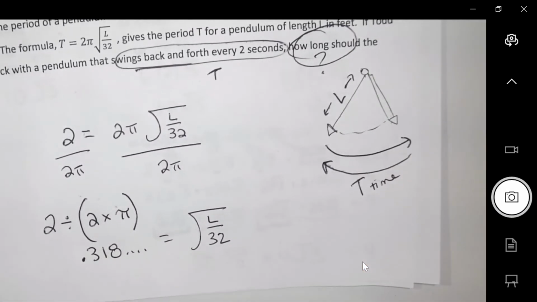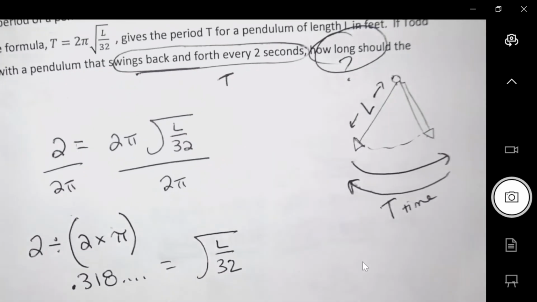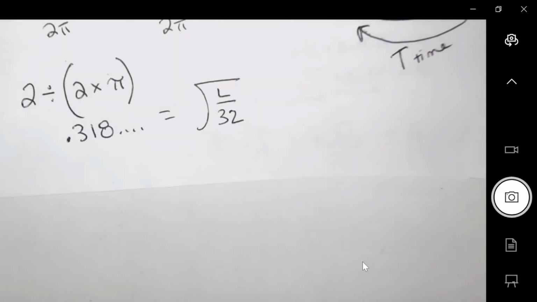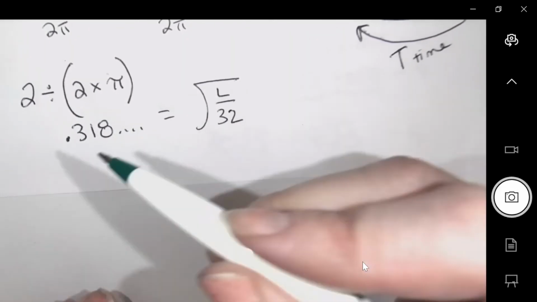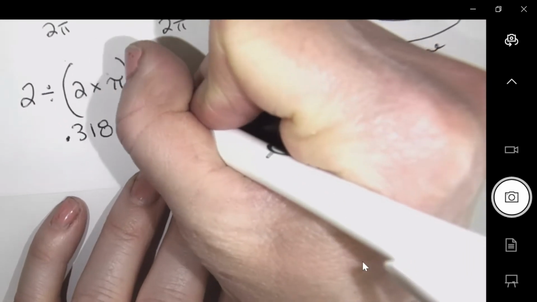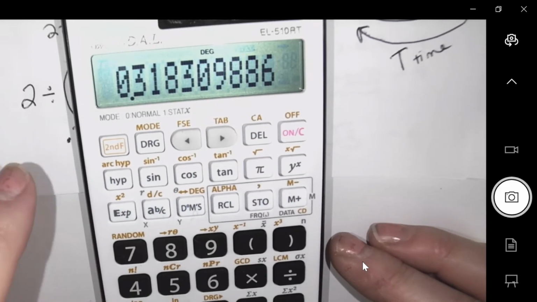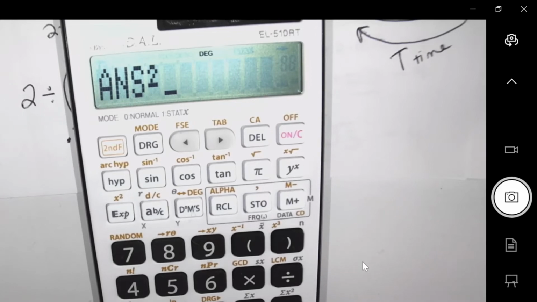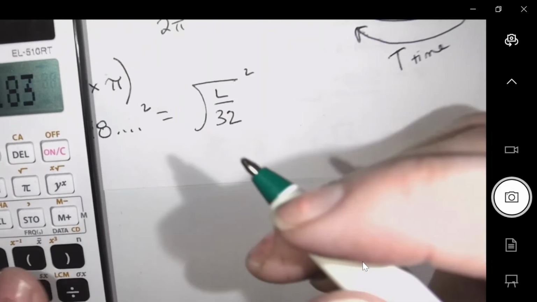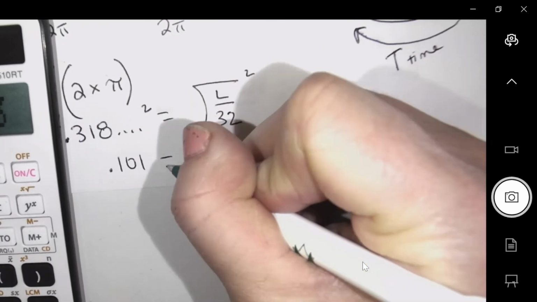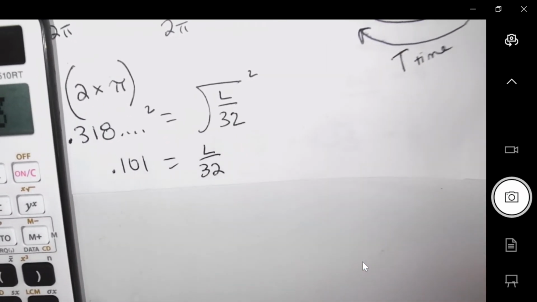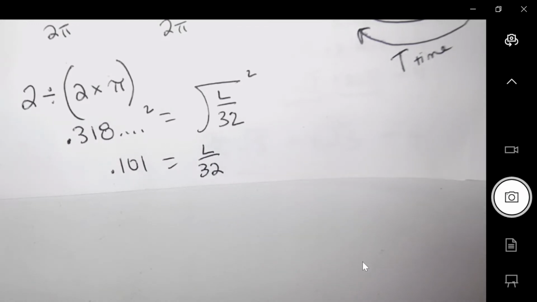Anybody getting a 0.318 and change? Okay, now I'm going to get rid of that square root, so I'm going to square. And do you remember that I left it on my calculator? So it's still there. So I'm going to square it. I'm getting a 0.101. That was good, the 0.101.